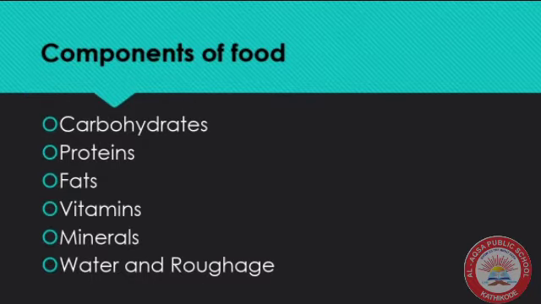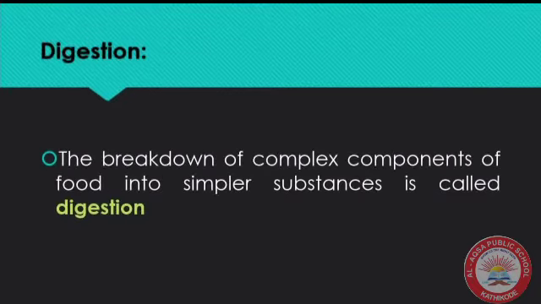We have already studied about the different nutrients that are required by our body, that is, the different components of food. Which are they? We have already studied carbohydrates, proteins, fats, vitamins, minerals, water and roughage. Now, most of these components of food are complex in nature. Complex means our body cannot use these nutrients directly. They should be first broken down into simple forms.